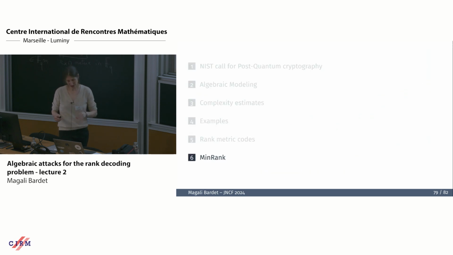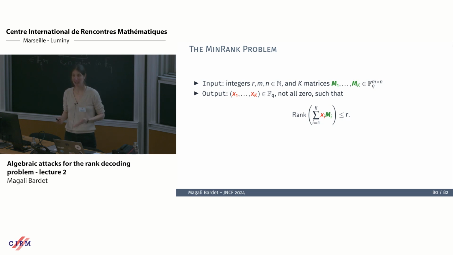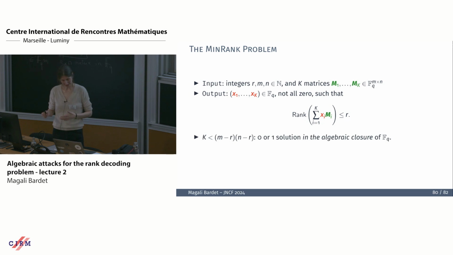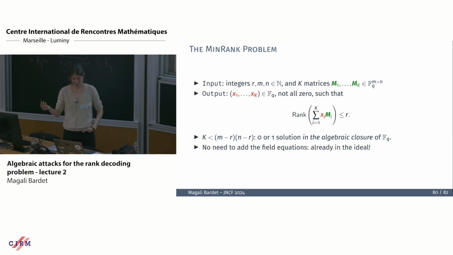And so I also added the modelings for the MinRank problem. Maybe I can just show you quickly what the modelings are. So you have this problem with K matrices, and you want to find a linear combination that has a small rank. You take the parameters such that you have 0 or 1 solution, because that's what you want for cryptography. If you have 0 or 1 solution in the algebraic closure, it means you have no spurious solution in the extension field. So you don't need to add the field equation.